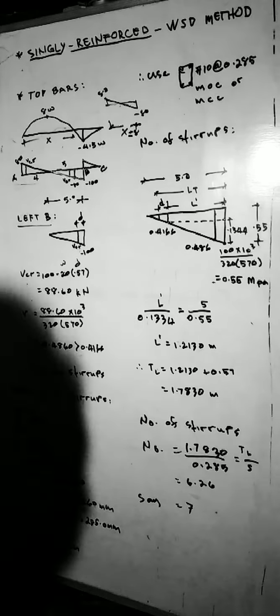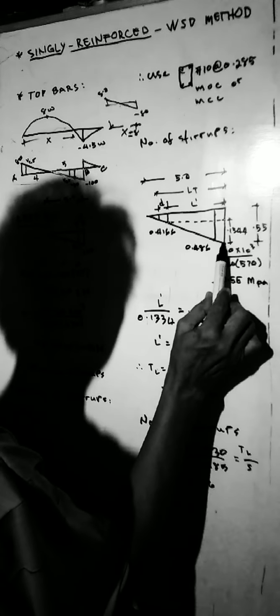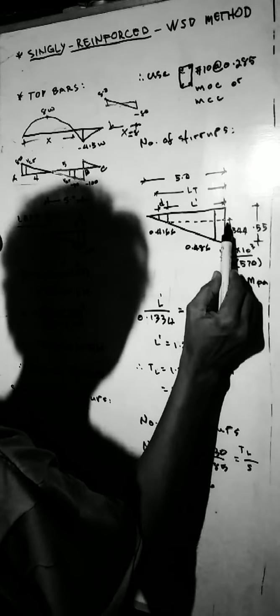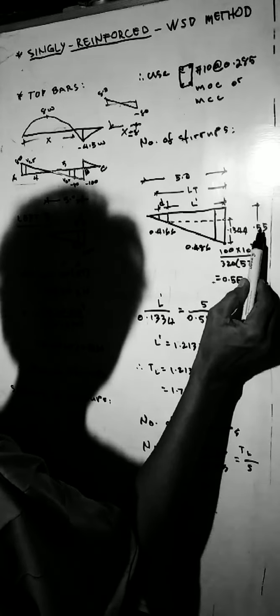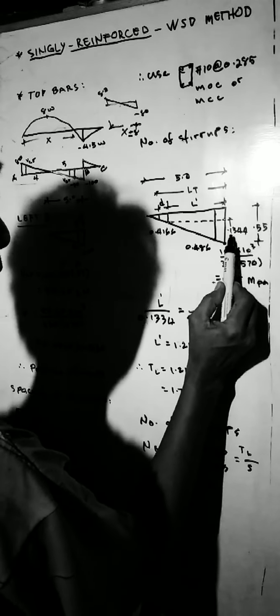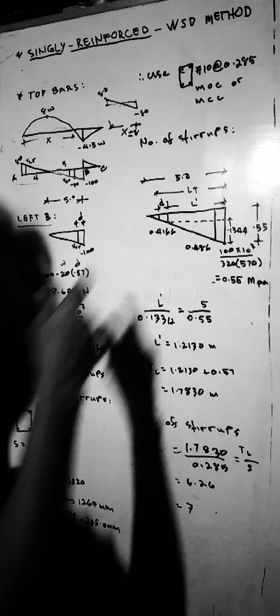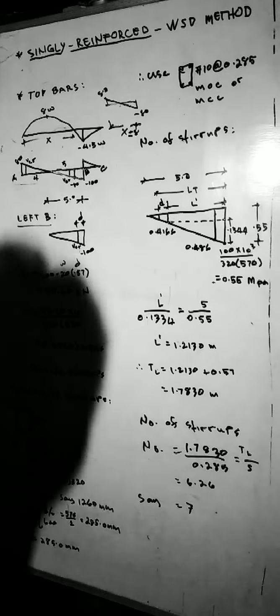The height of this big triangle now is 0.55, that is the maximum shear, from here up to here. And the height of this small triangle, from here up to here, is 0.55 minus the allowable, 0.4166, which will give us 0.1344. That's the time we will solve the total length where the stirrups are needed.